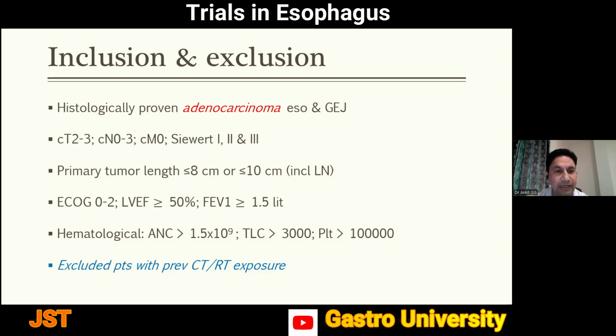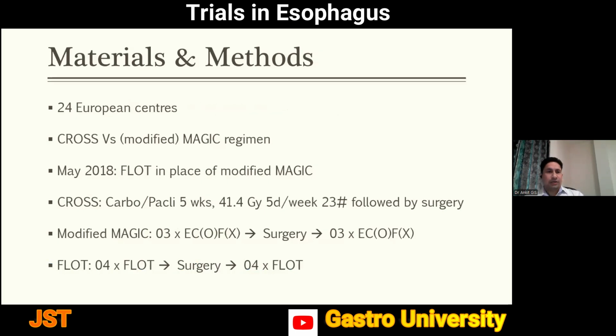Patients had to be clinically ECOG 0 to 2, had to have good cardiac and pulmonary reserve. And they also set a few definitive hematological parameters. They excluded patients who had previous exposure to chemotherapy or radiotherapy, because those might have been potential confounders. Now, the study was done across 24 European centers. As I said, it compared neoadjuvant chemoradiotherapy, that is essentially the CROSS regimen, versus the modified MAGIC regimen.